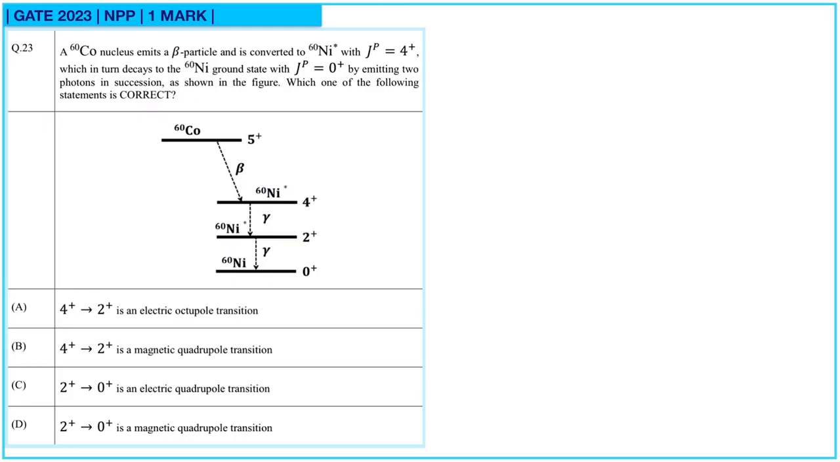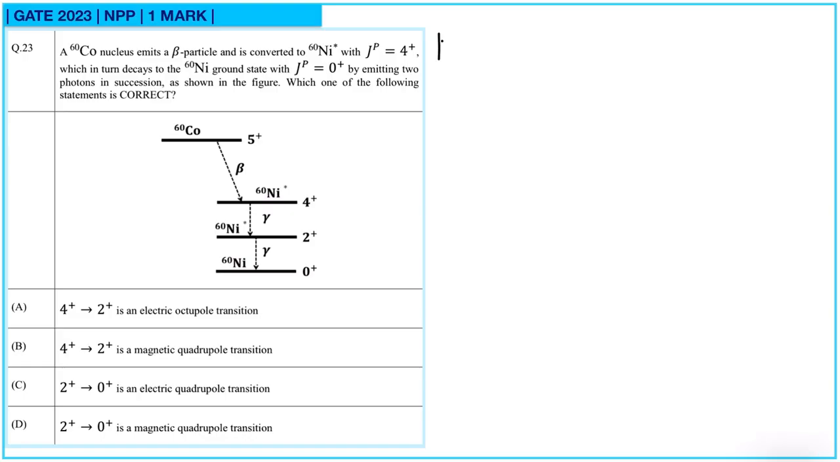Question number 23. A 60 cobalt nucleus emits a beta particle and is converted to 60 nickel with Jπ equal to 4 plus, which in turn decays into 60 nickel ground state with Jπ equal to 0 plus by emitting 2 photons in succession as shown in figure. Which one of the following statements is correct? These transitions are given and we have to identify whether it is electric or magnetic transition.